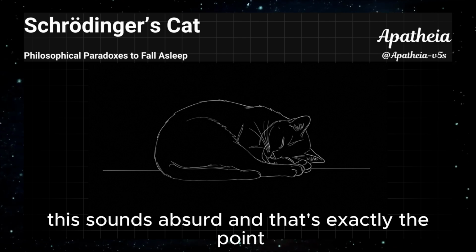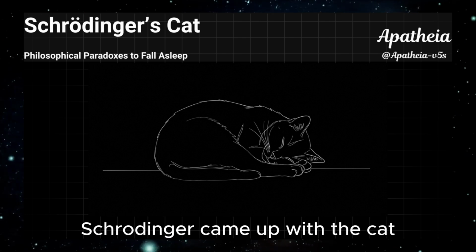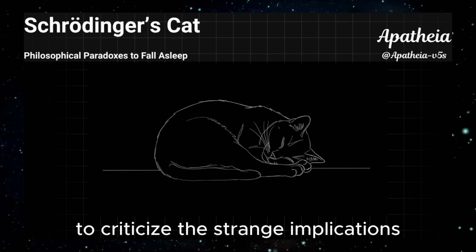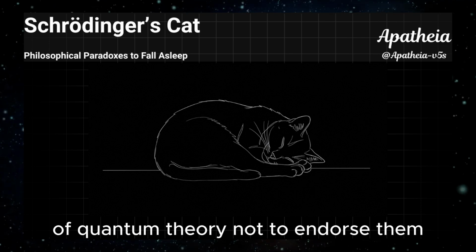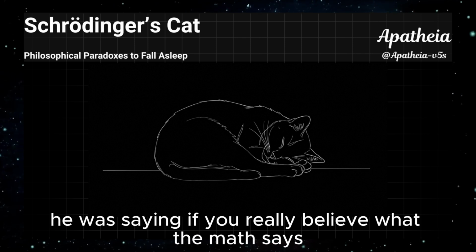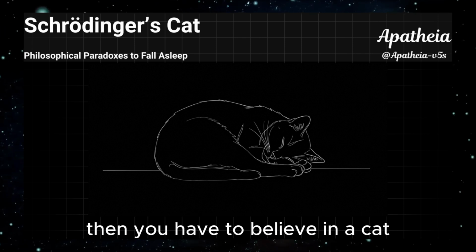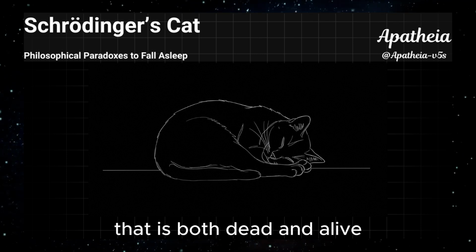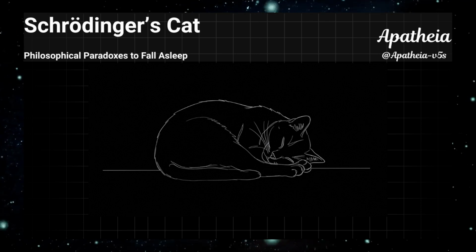This sounds absurd, and that's exactly the point. Schrodinger came up with the cat to criticize the strange implications of quantum theory, not to endorse them. He was saying, if you really believe what the math says, then you have to believe in a cat that is both dead and alive. Does that really make sense?